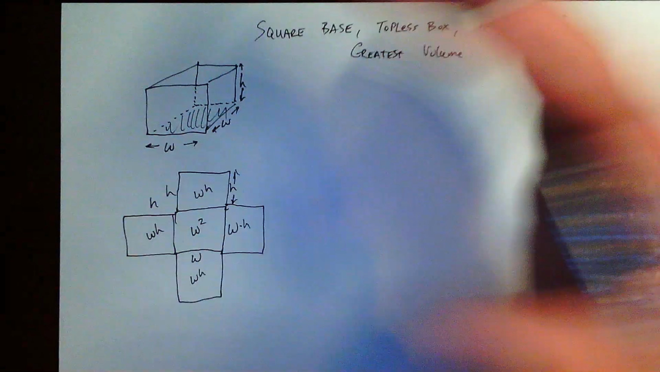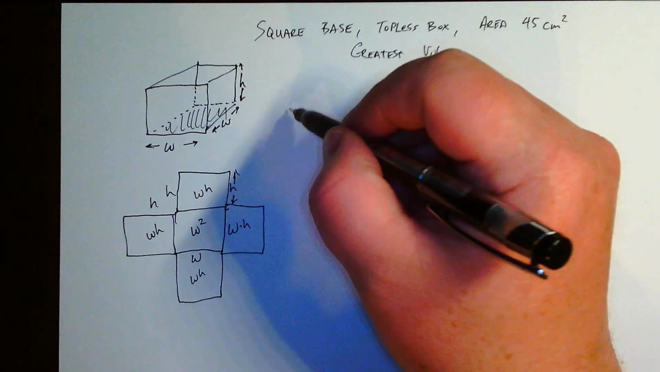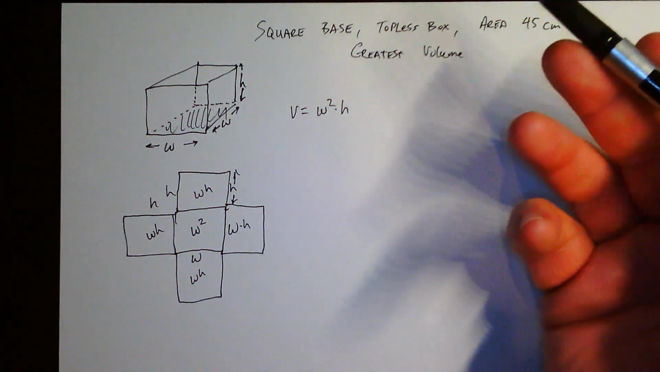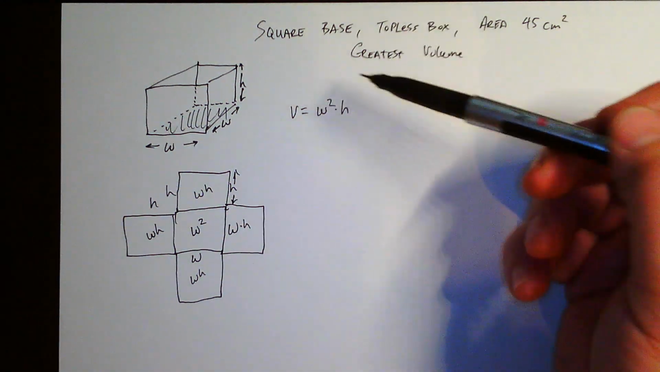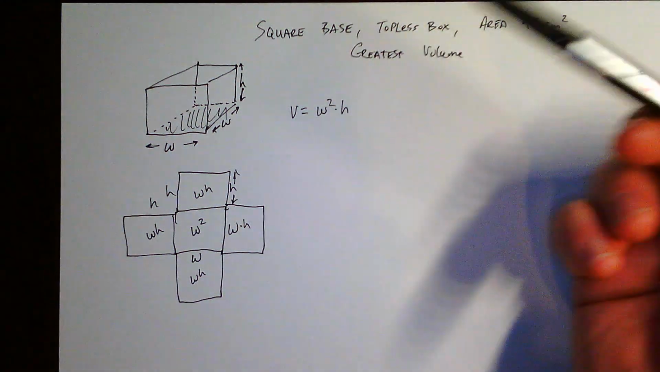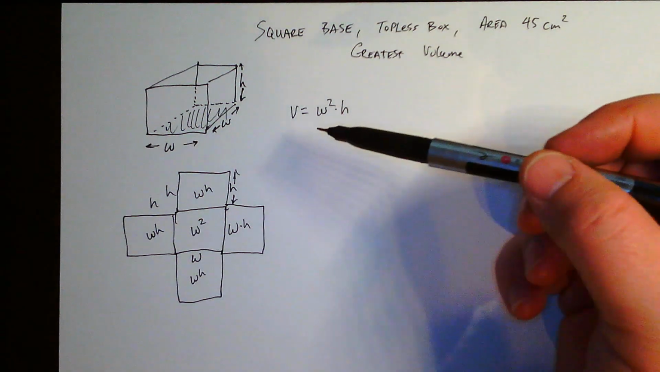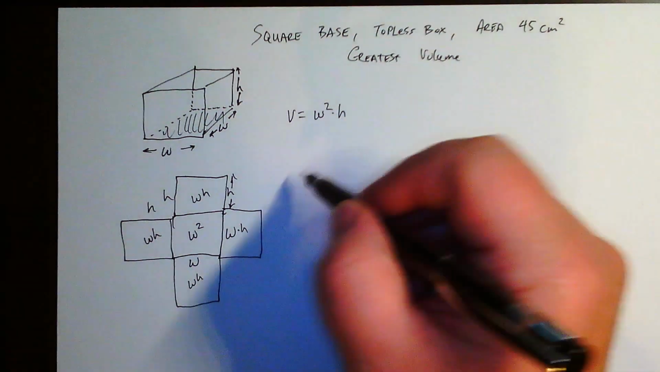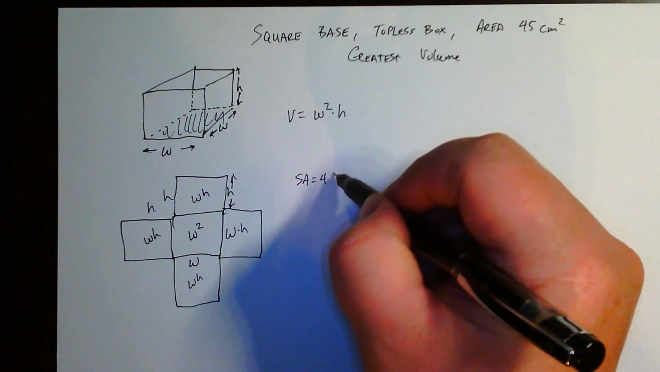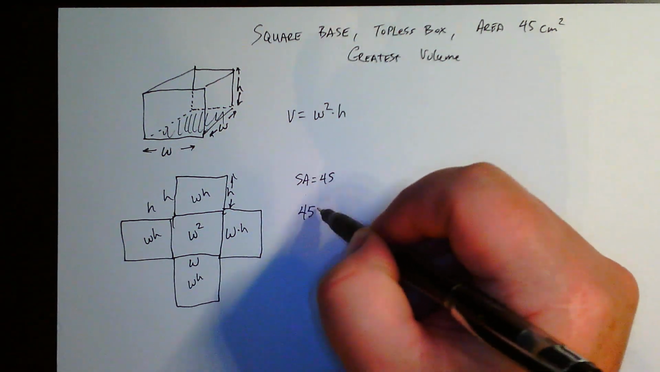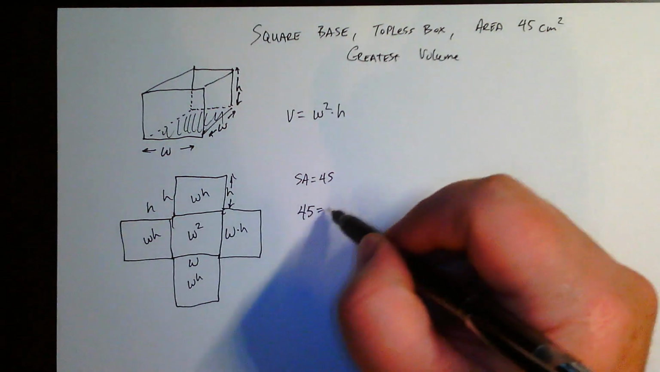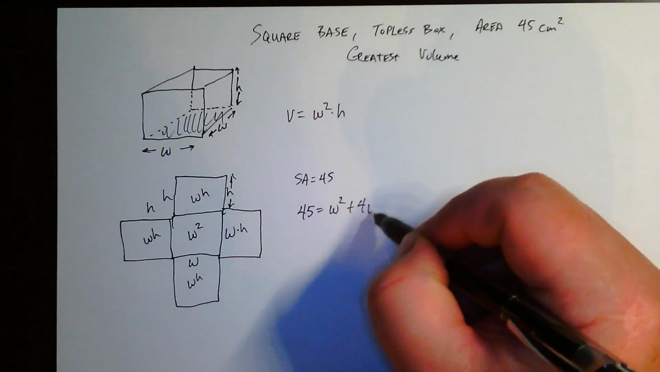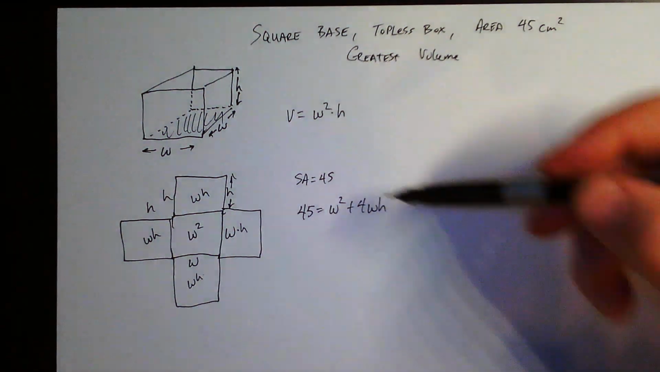Now, from these two images, let's go ahead and write our formulas. We know the volume is going to be W squared times H. It's usually length times width times height. But in this case, we have a square base, so we could use L or W. My W's are prettier than my L's, so we're going to go with that. And then surface area. Now we know the surface area is 45. So 45 is going to be all of these things added up. So that's going to be W squared, and then 1, 2, 3, 4 WH. Do you see? So now we have our two formulas.